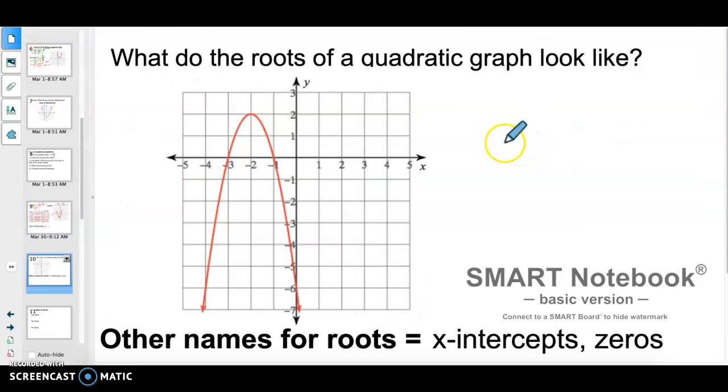Another reminder is that the roots of a quadratic equation are the x-intercepts. So whenever it talks about roots, you're thinking about the 2 points where it's crossing the x-axis. And the other name you might see for these are zeros. So x-intercepts, zeros, and roots all mean the same thing.